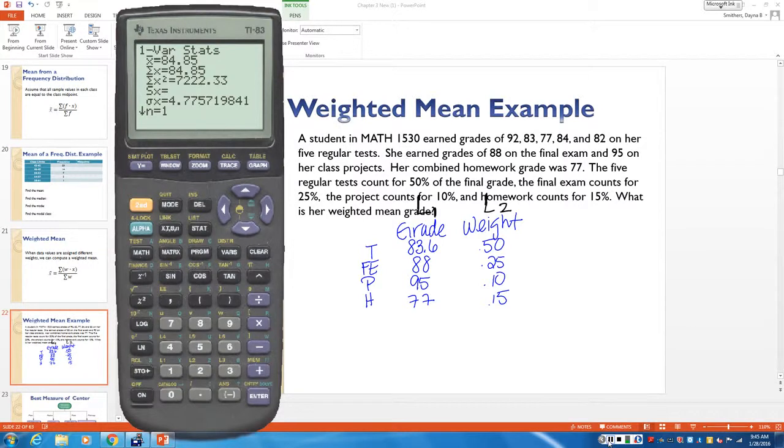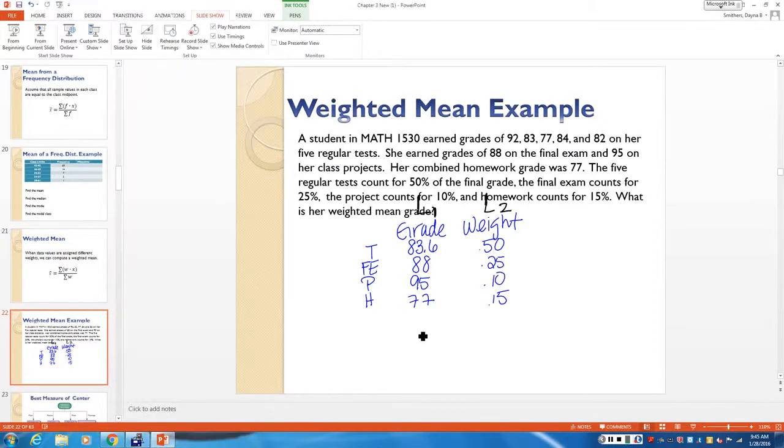So if you have the other one, one more time. With the other one, we start with the regular screen. You go Stat, Calc, Enter, stop. L1, comma, L2. And so what is this person's lovely grade? 84 point, what was it? 85. Is that okay? All right.